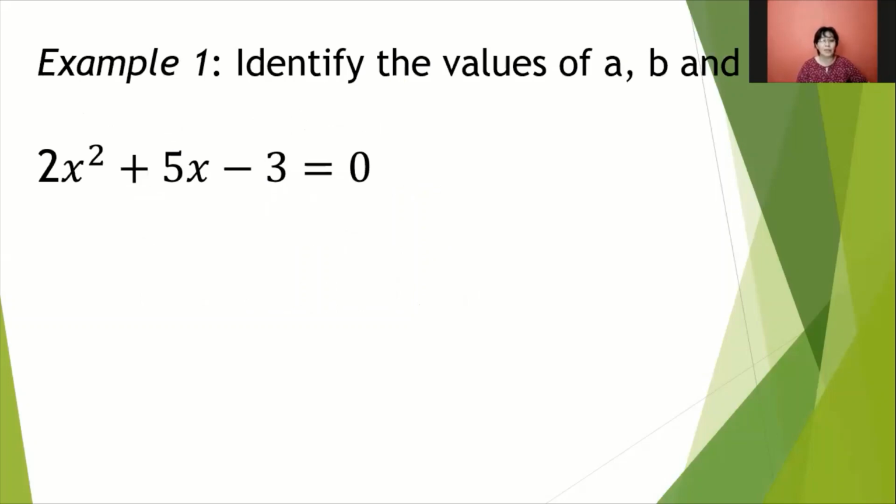Now, example. Identify the values of a, b, and c. You just identify the values of a, b, and c, or the numerical coefficient of the quadratic term, linear term, and constant term. Obviously, in the given equation, the value of a is 2. The value of b is 5. And the value of c is negative 3. Okay. You have to consider the sign.